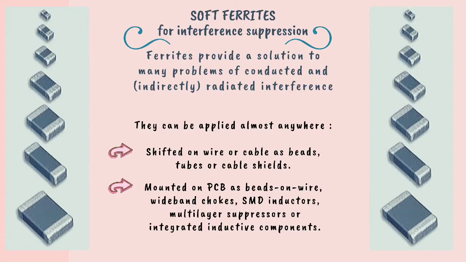Soft ferrites for interference suppression. Ferrites are used because they provide a solution to many problems of conducted and radiated interference. They can be applied almost everywhere, such as shifted on wire or cable as beads, tubes, or cable sheets.